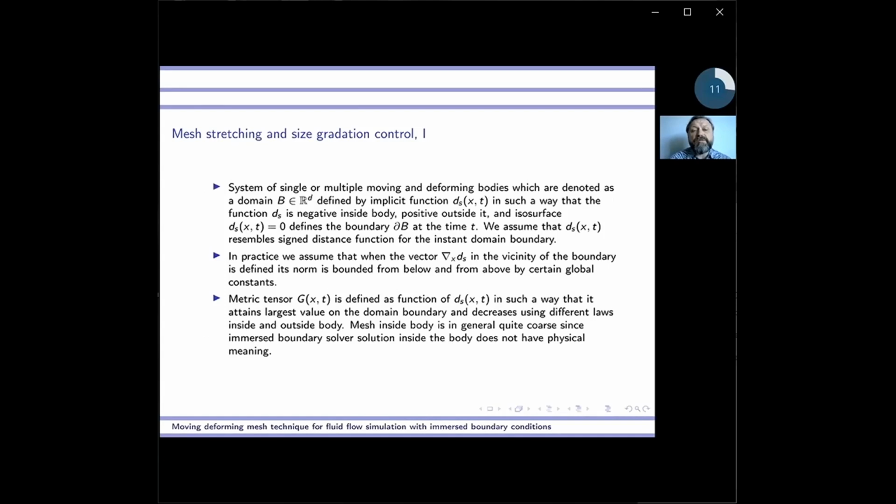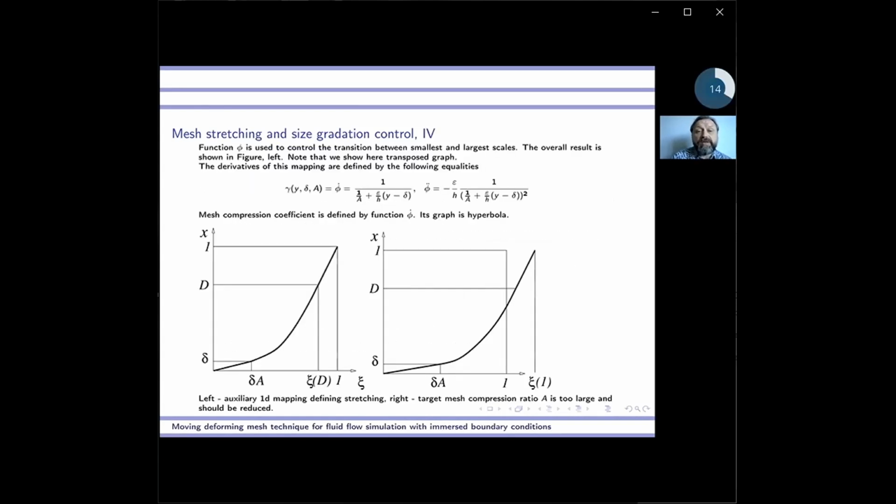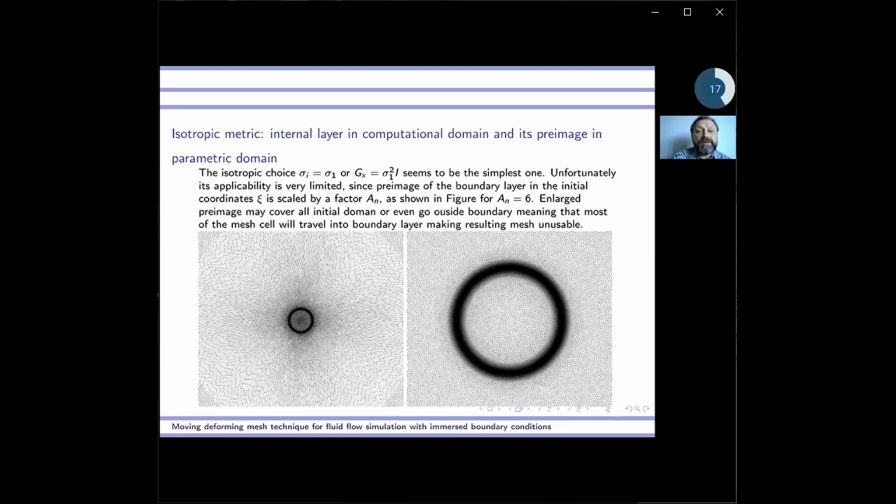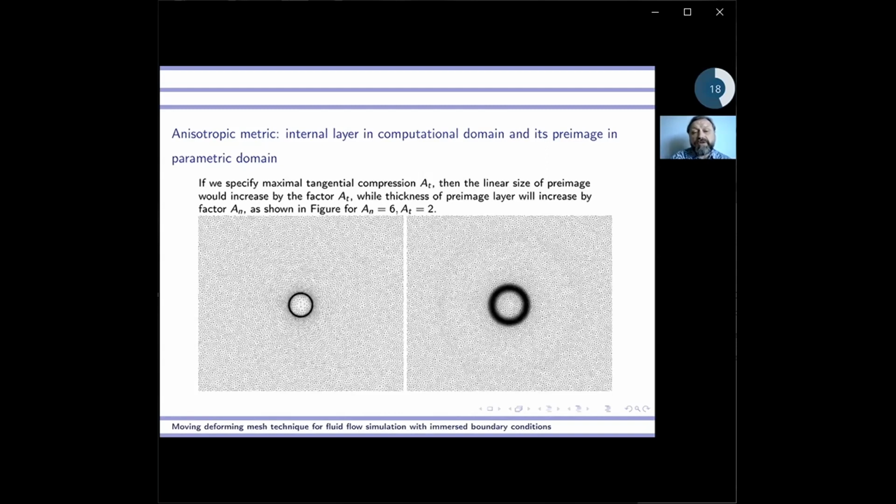The system of bodies is defined by an implicit function, and we define the compression factors. Sigma 1 is normal compression, and sigma 2 and sigma 3 are tangential mesh compression factors. And there is an isotropic mesh layer and its pre-image in parametric domain. This is an anisotropic mesh layer and its pre-image in parametric domain.